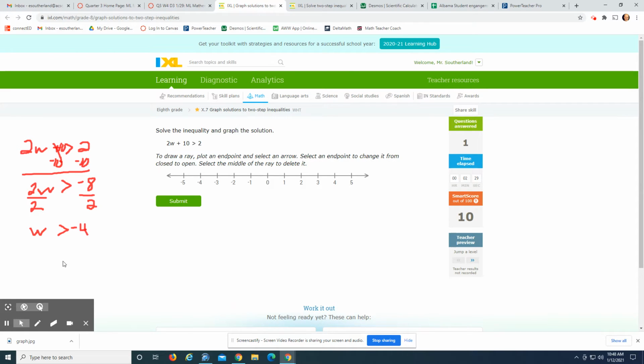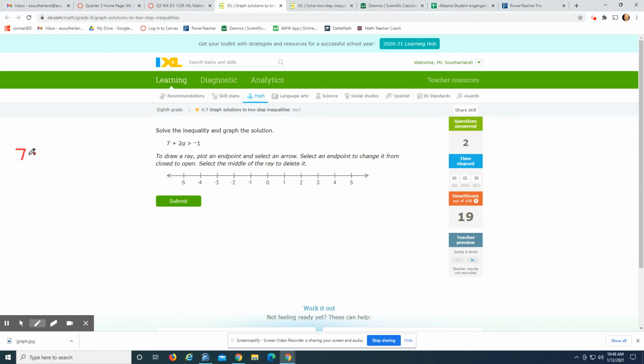Now this time, it doesn't have that equals to sign. So we want an open circle. So click it once, click it twice to give you an open circle. And then it says it's greater than negative 4. So we're going down here and we'll click the arrow for everything that's greater than negative 4. We'll restart. These are very similar problems.